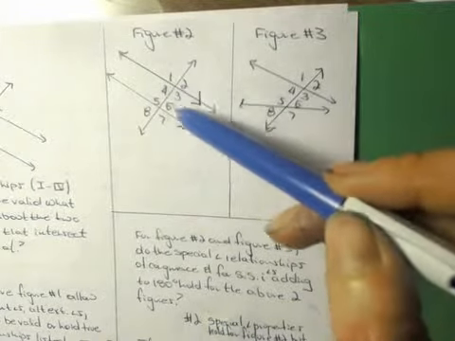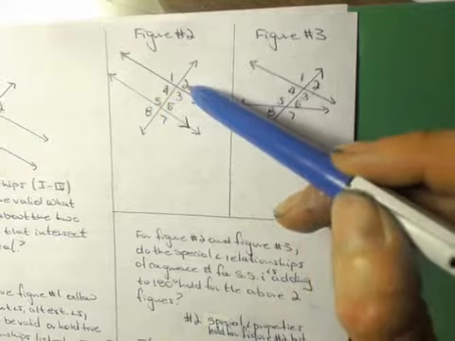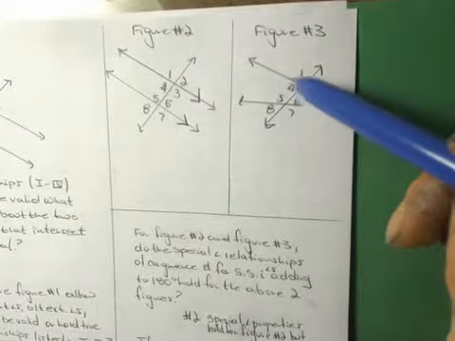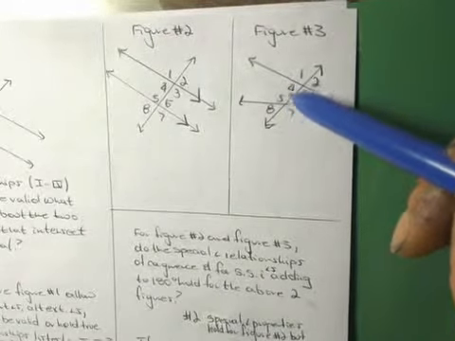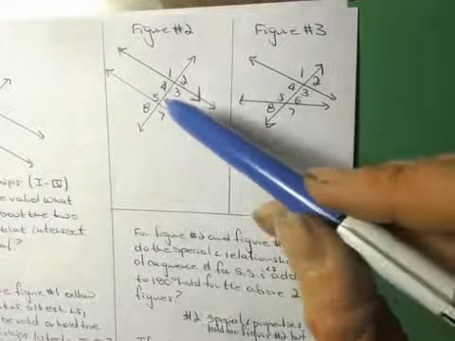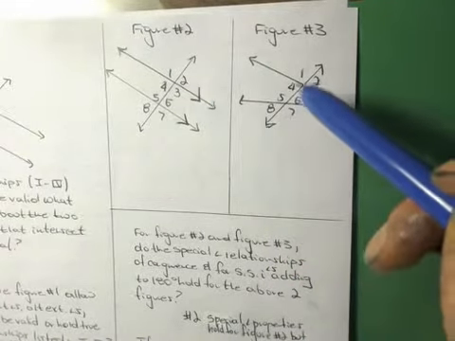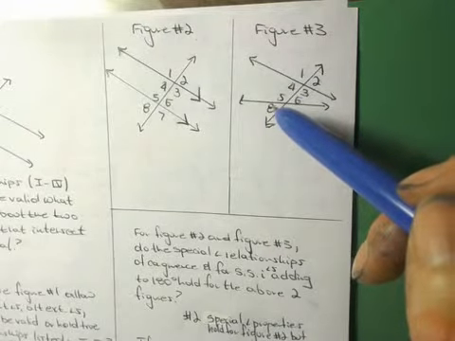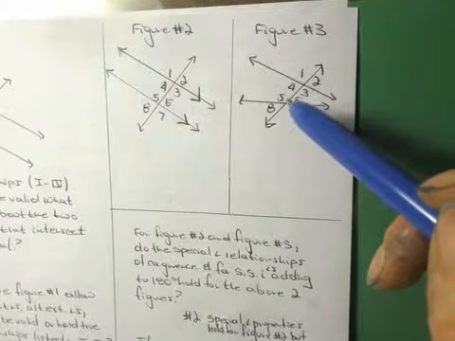Same thing goes with alternate exterior. 1 and 7 is going to be equal degree measure. 8 and 2 will be equal. But what about here? Is 2 and 8 going to be equal? And is 1 and 7 alternate exterior angle going to be equal? No, because we don't have parallel lines. But what about 4 and 6, 5 and 3, alternate interior? 4 and 6, 3 and 5. Will they be congruent in number 3? No, they won't, because you don't have parallel lines.